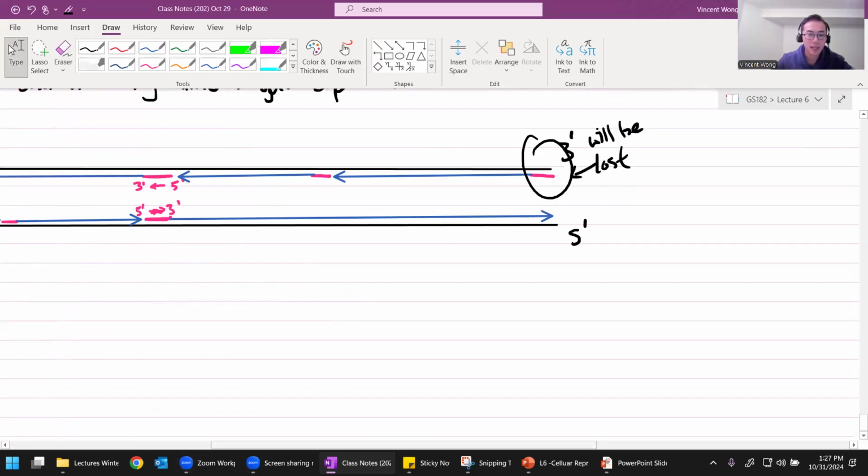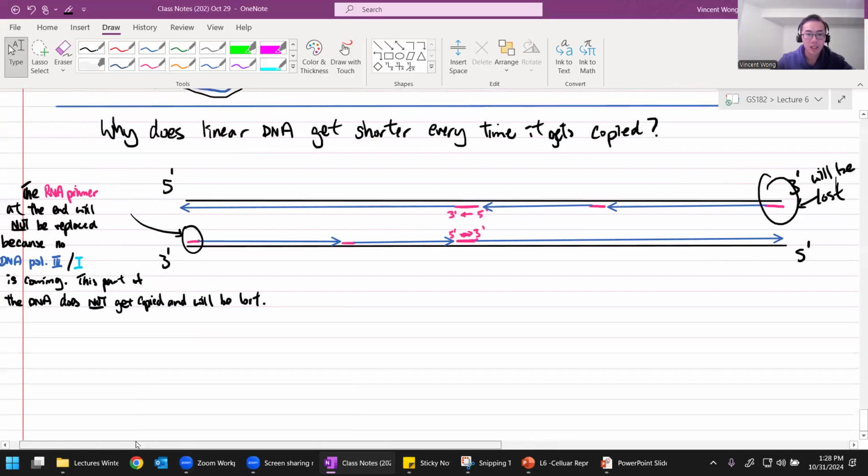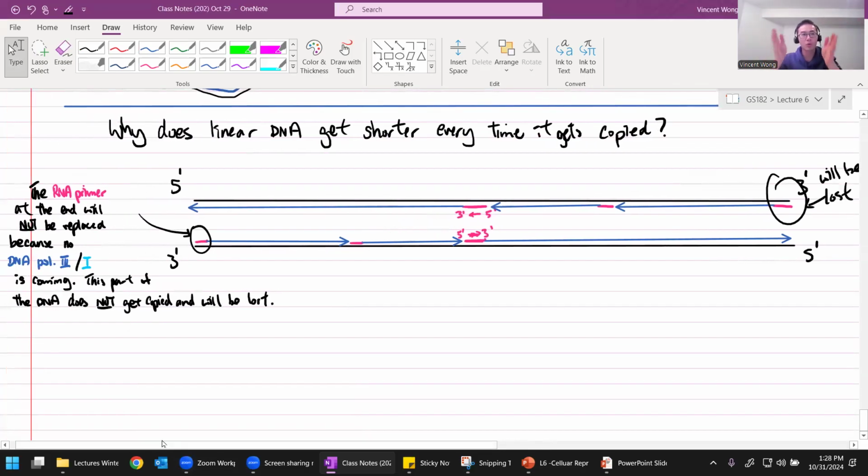Right, so that's what I meant by every time you copy your DNA, it will get shorter and shorter and shorter. Now that, of course, is a concern, right? It's a very big problem. Imagine reading your textbook, but every time you read your textbook, you got to rip off a couple pages from the front and from the back. Right? It might not be a big deal at the beginning, you lose your cover, that's fine. I can still read the rest of the textbook.